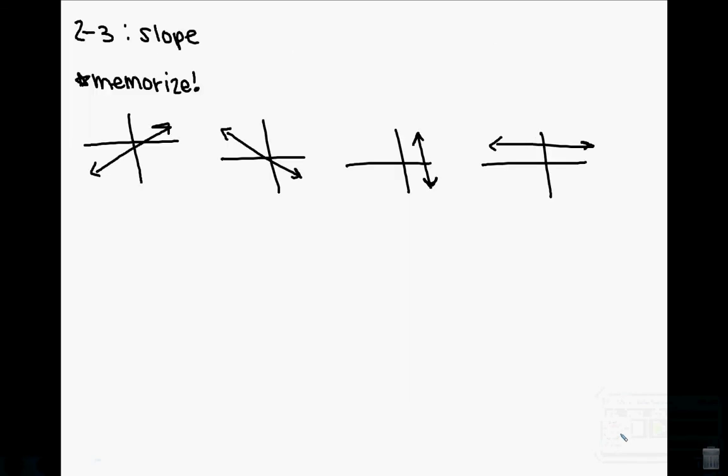Now we're on section 2-3, slope. You need to memorize these. We're going to do them together, but you need to memorize them. It's going to make your life a lot easier. So with slope, you already had the slope formula from before. However, we need to see which of these is a positive slope, a negative slope, an undefined slope, and a 0 slope. So take a minute and see if you can figure that out.